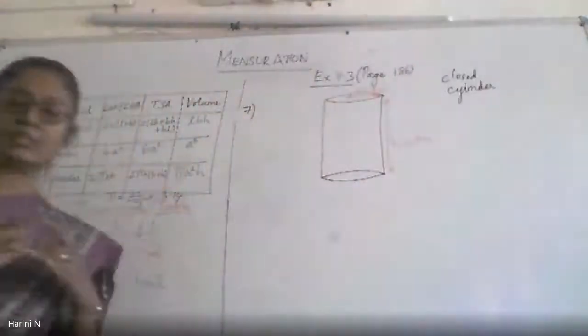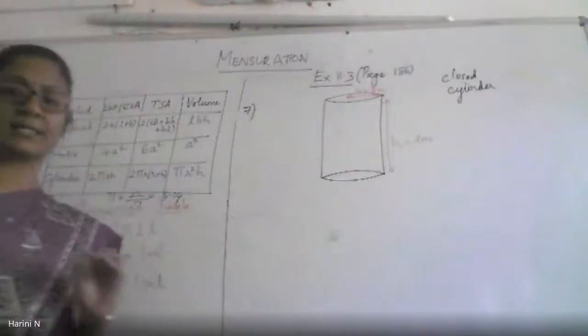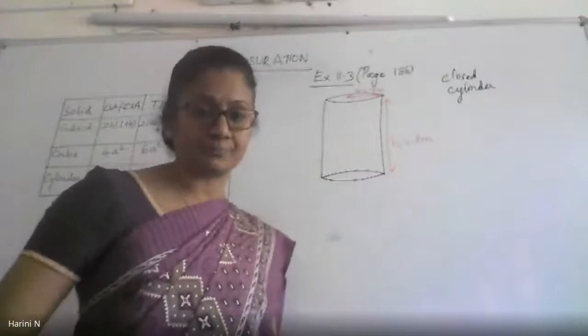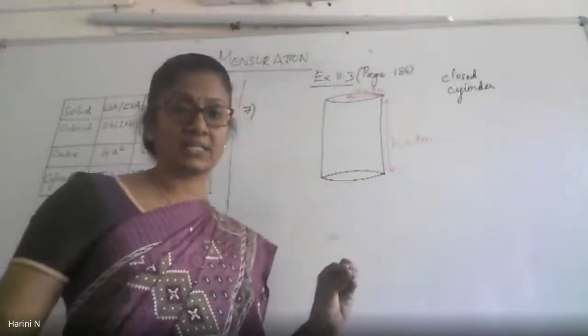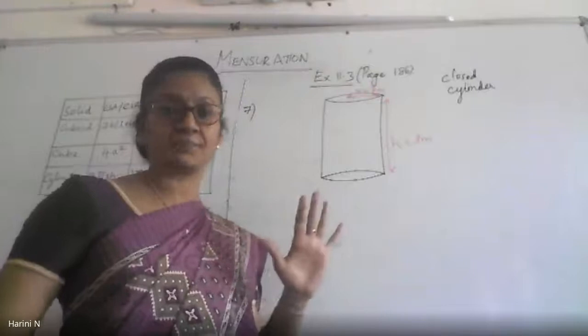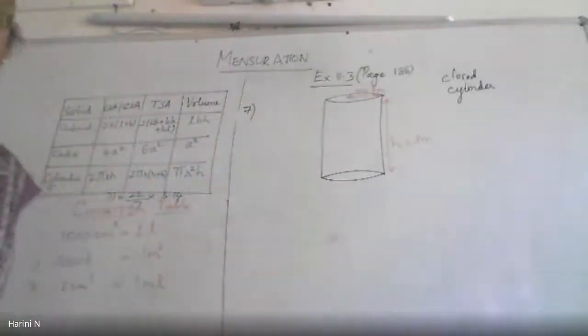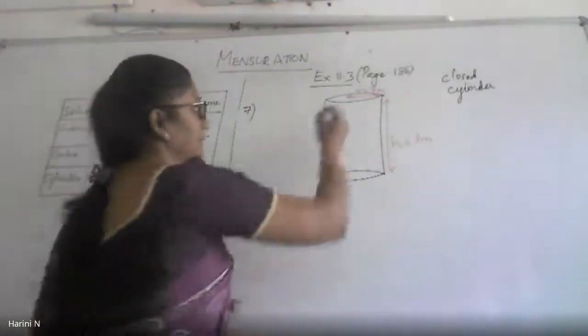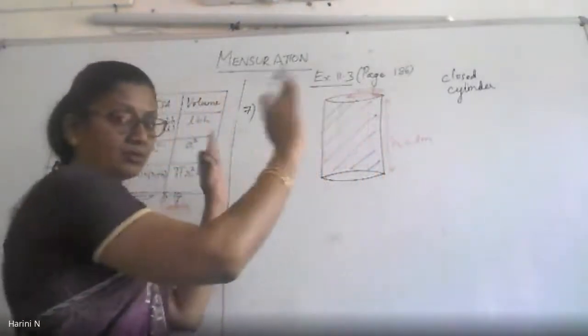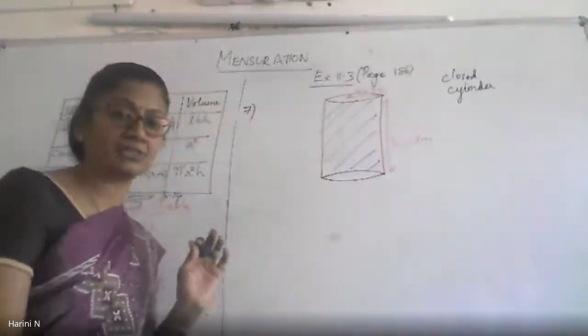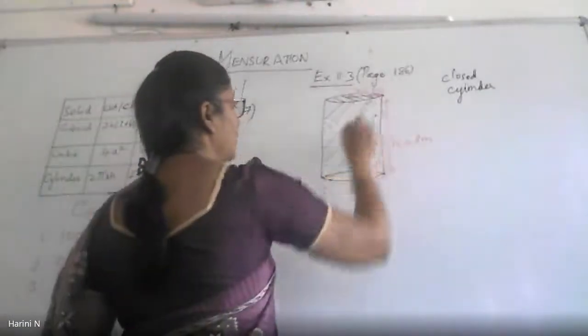So when I talk about a closed cylinder, what do I understand? Will it have a top and a bottom, or will it have only a bottom? Ma'am, top and bottom. Yes, that's why you have to concentrate on the problem. It's a closed cylindrical tank made out of metal sheet. So where will the metal sheet come? The metal sheet will cover the curved surface area, correct? The entire curved surface will be made of the metal sheet. Will the metal sheet come on the top also, and the bottom also?